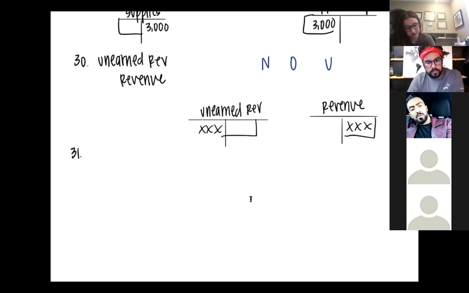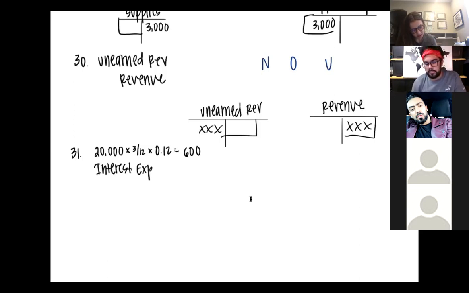The amount doesn't really matter, but the way you find it is the amount of the note times how many months you've accrued interest for, which is 3 out of 12 months, times the interest rate. I'm not using 9 months because the interest rate is always based off of the year. The 9-month just means that they have to pay it back in 9 months. It has nothing to do with how I calculate my interest. And so this is $600. To recognize the expense, I debit interest expense and credit payable because I'm not paying it until I pay the note.